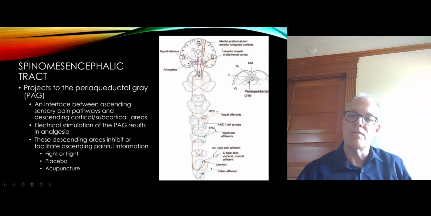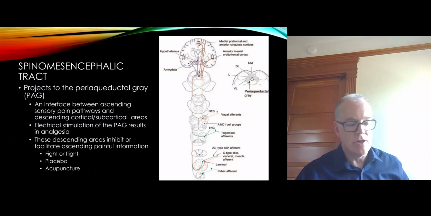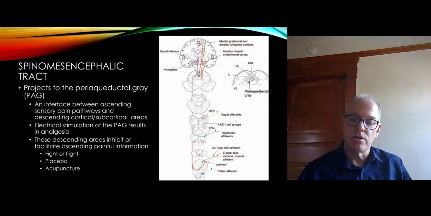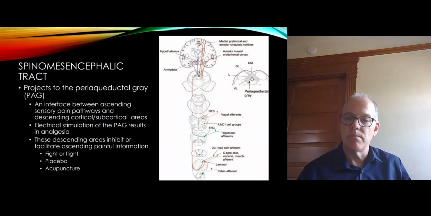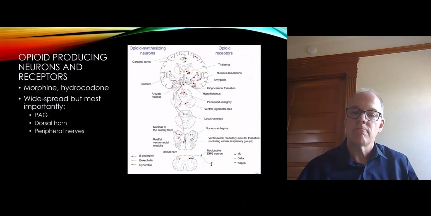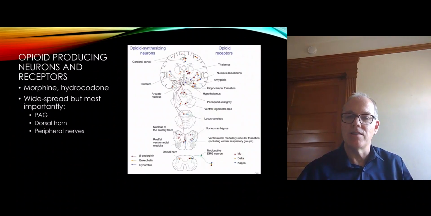All right, so placebo involves the insular cortex, which is really important in that, but it activates endogenous opioid release, which stimulates opioid receptors here in the periaqueductal gray. All right. There are some studies showing the effect of acupuncture also is some of it relates here to stimulation of the periaqueductal gray.